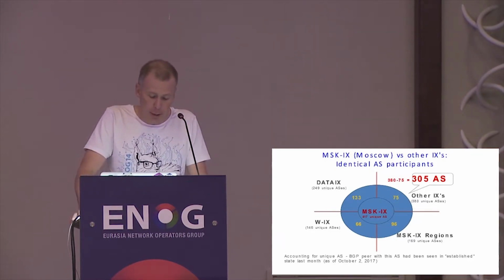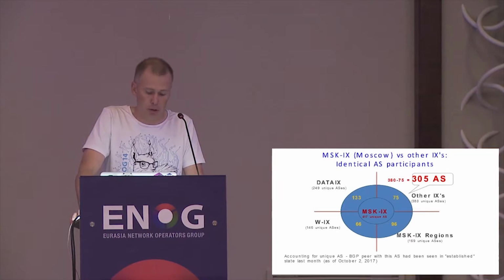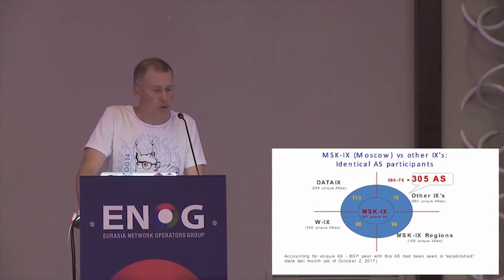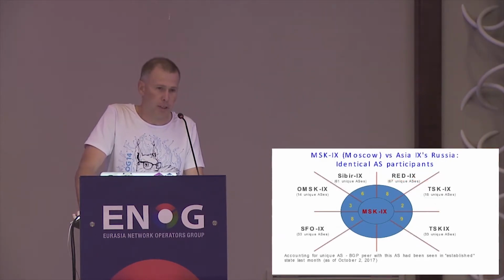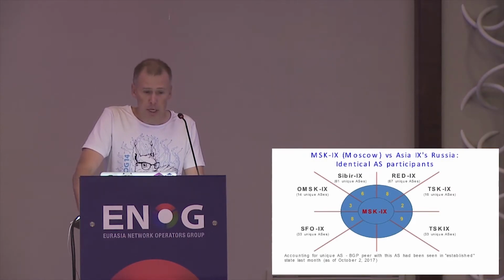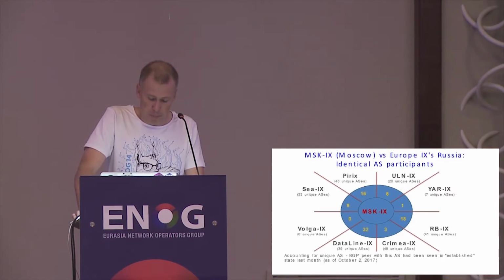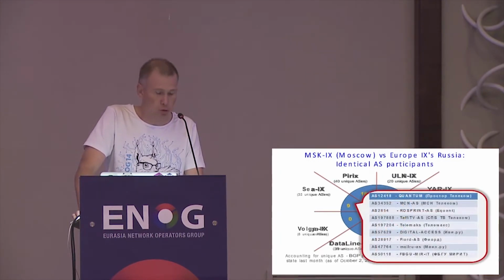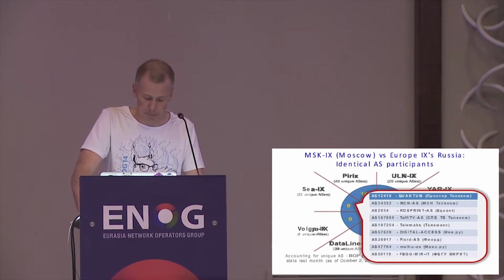Now let's look at the IXs that are included in the Other IXs category. You can see here the information on the Asian part of Russia IXs. Here are the IXs in the European part of Russia. As an example, I gave information about the autonomous systems in Krasnodar and in Moscow.